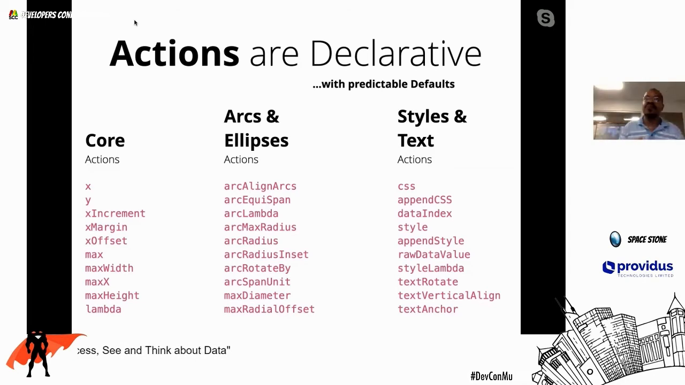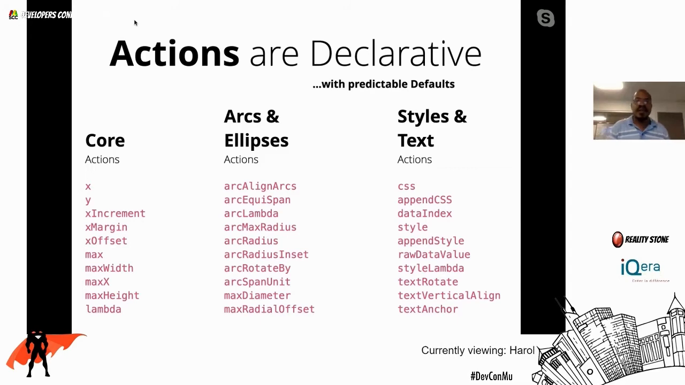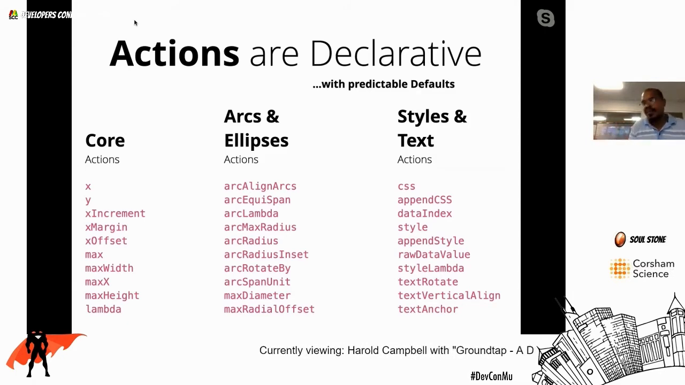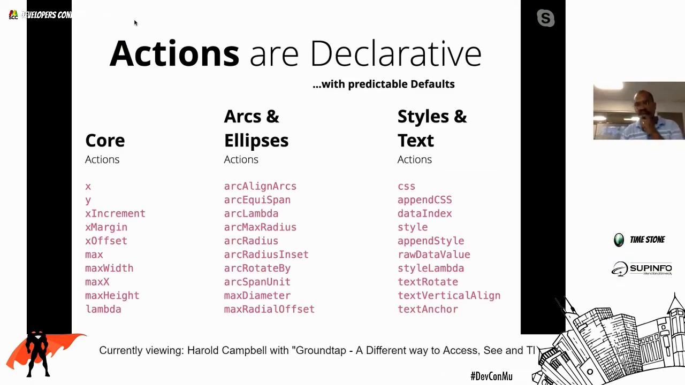And the naming is predictable. If I want to update the X, there's an X. If I want to increment the X position, there's an X. If I want to talk about the maximum width, there's something called maximum width. If I want to talk about arcs, most of the actions that mutate only the arcs are prefixed with arcs. And each of these actions have a predictable default.